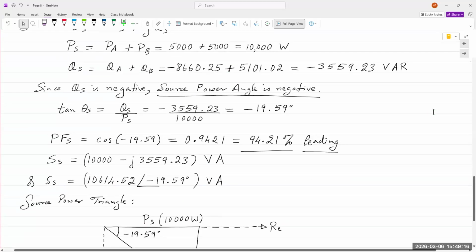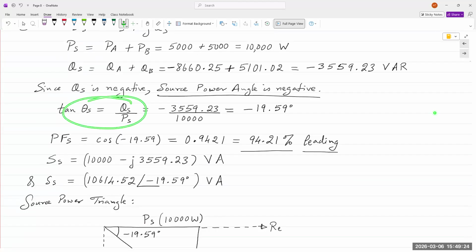So now I have P, I have S. I need to find what the angle is. So tan inverse of Q over P gives me minus 19.59. That's the power angle for the source, minus 19.59. The power factor would be cosine of that power angle, comes out to be 94.21%. And because it is negative, capacitive load, so power factor is leading. Okay, power factor is leading.